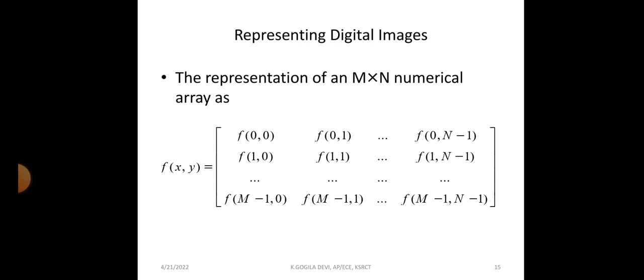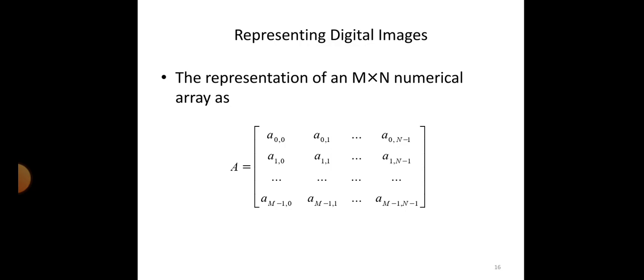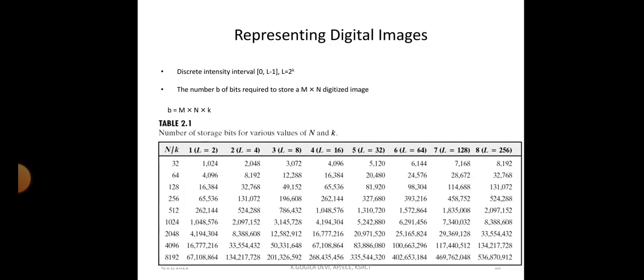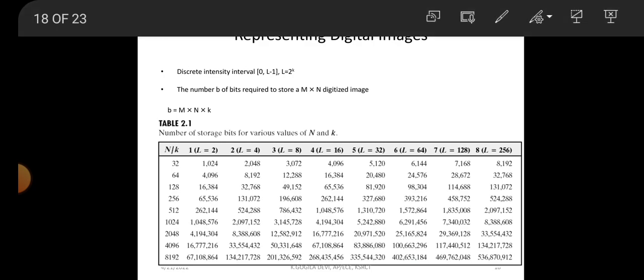Then we represent the image in matrix form, so we represent it as m cross n. So f of x comma y can be represented with an m cross n numerical array, which is the digital image. A0 comma 0 represents row-wise and A0 comma 1 represents column-wise. It is represented by f of 1 comma 1, f of 1 comma 2, and so on up to f of 1 comma n. In the last row we are representing the m cross n pixels. Here is the discrete intensity interval.